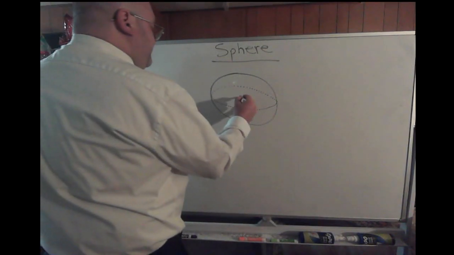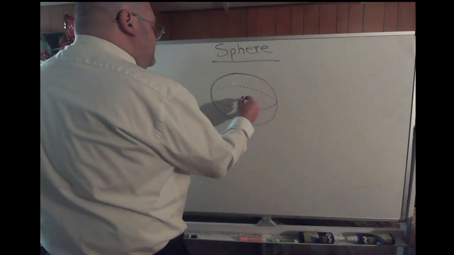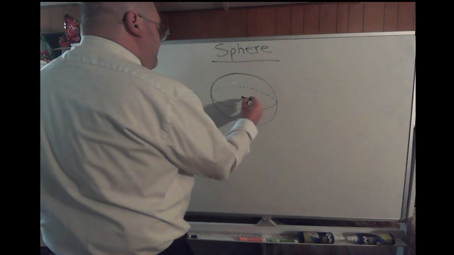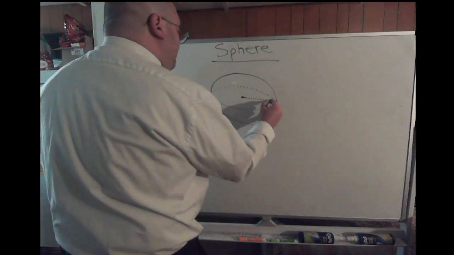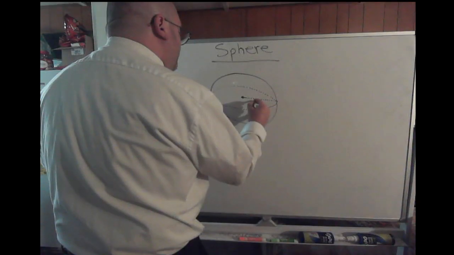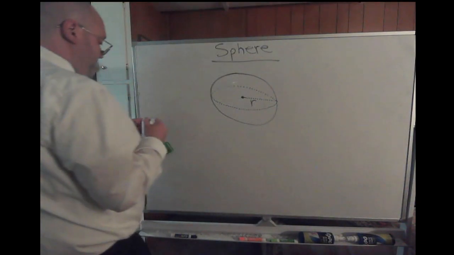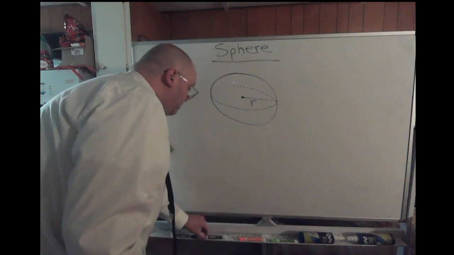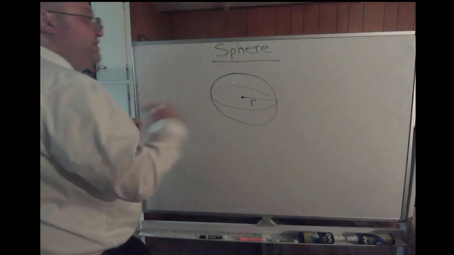Alright, we got a sphere. I will draw the radius of the sphere. Let's draw the radius of the sphere. So we got a nice ball, a nice sphere.